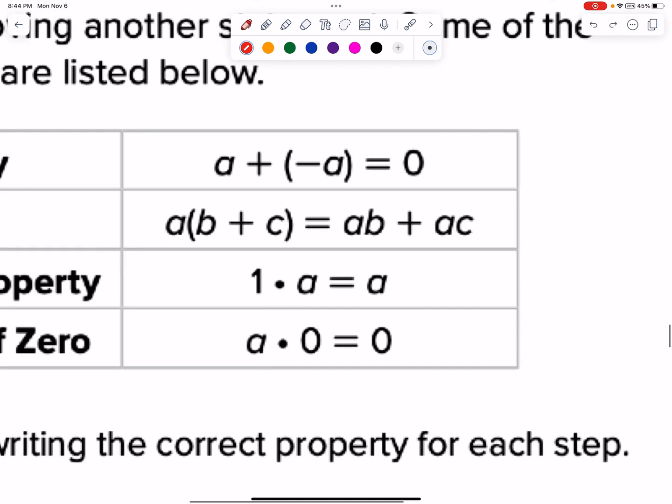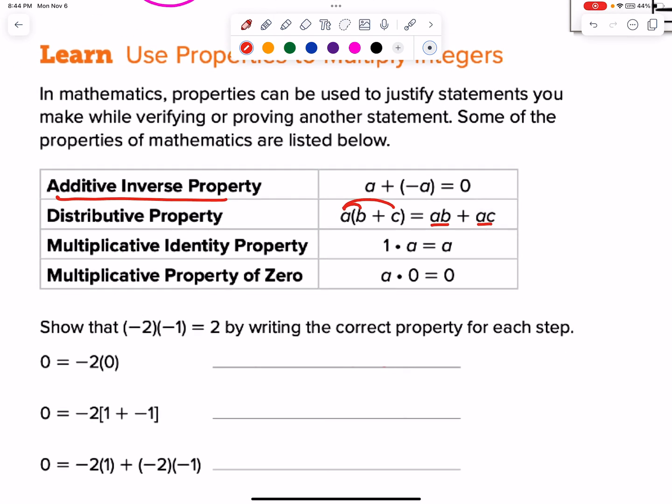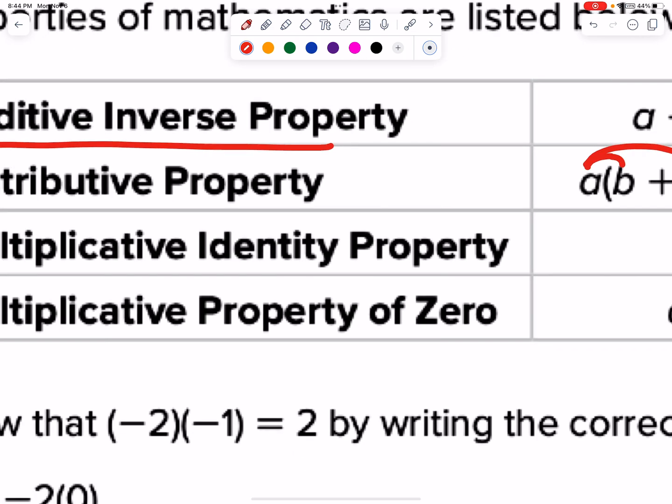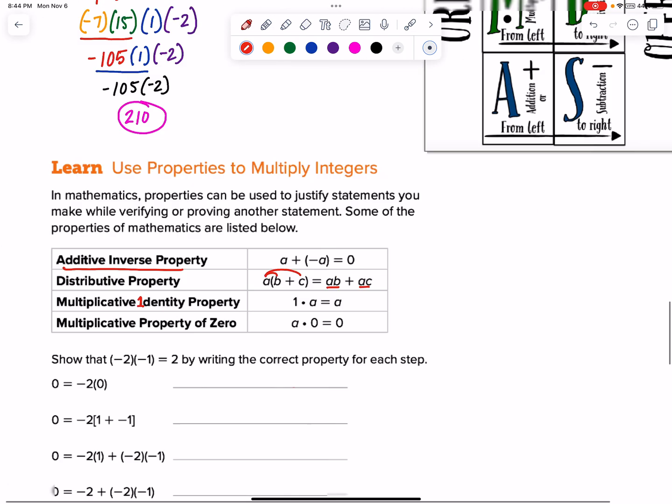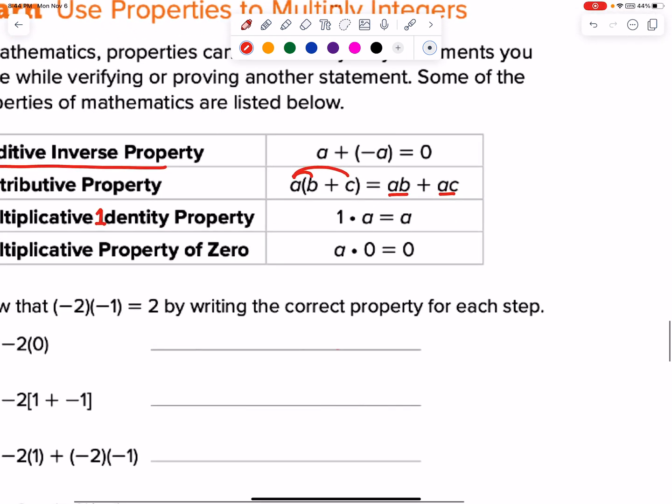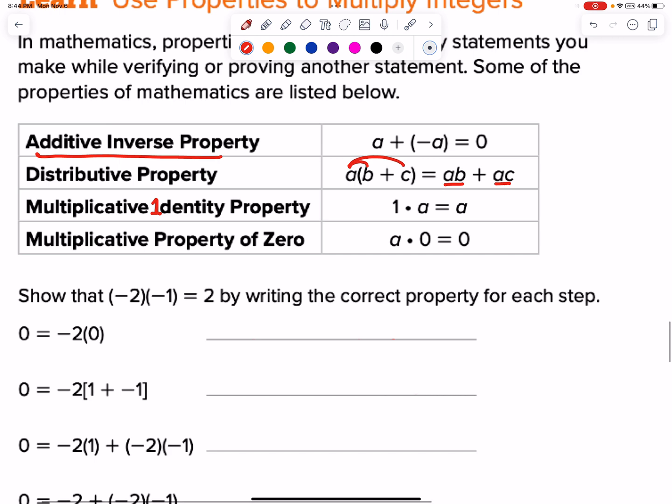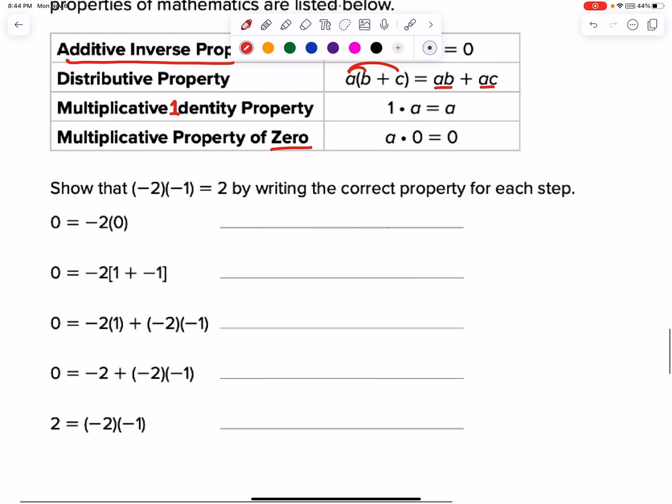Distributive property says that when you have a number outside of parentheses with addition, you can actually distribute that, and it's the same thing as turning it into A times B plus A times C. So that's distributive. Identity property, I always remember that identity sort of looks like a 1, and that's just saying that when you multiply by 1, you get the same number. And then the multiplication property of 0 is obviously anything times 0 is 0. Okay, so let's just sort of explore that.